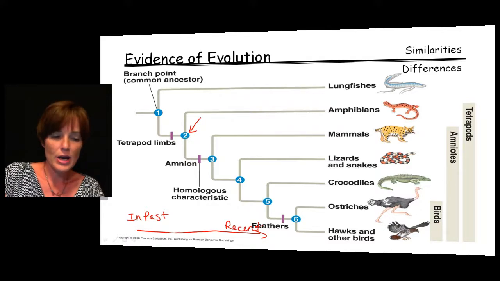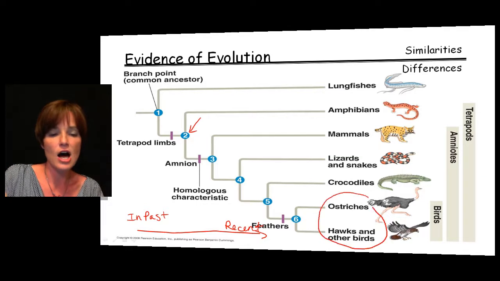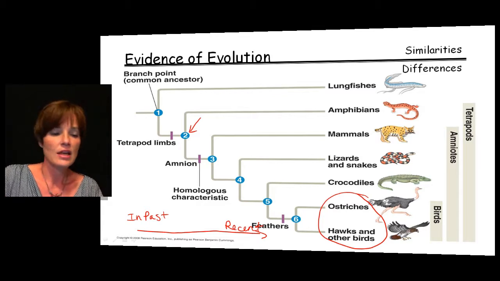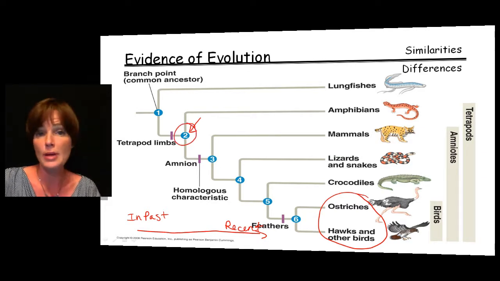And another way to look at it is if we look here, the ostriches and the hawks and other birds, they diverged from each other a lot more recently than, say, the, we'll say amphibians and mammals. So for them, amphibians and mammals, this would be their most common ancestor.